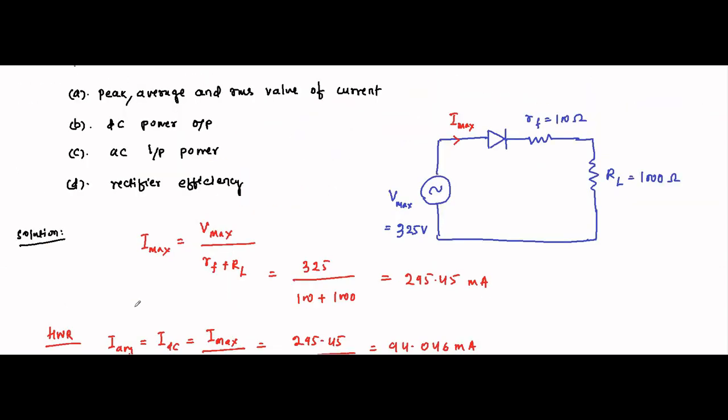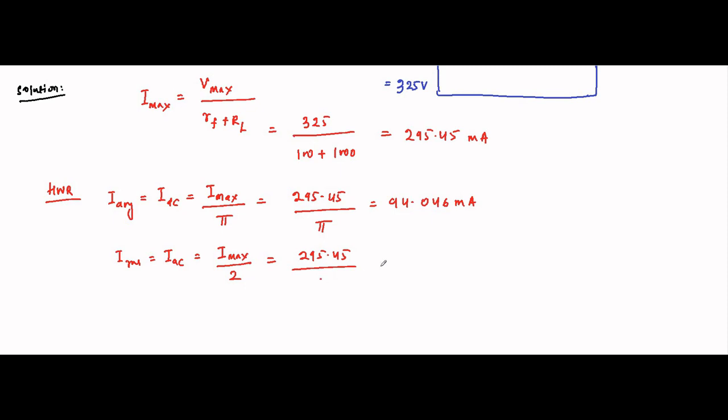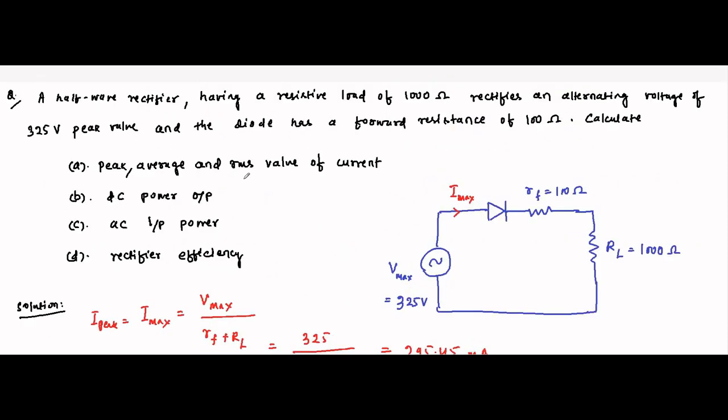Then we have the AC or RMS value. The AC value or RMS value for half-wave rectifiers is given by Imax by 2. So it is 295.45 milliampere, which is the maximum value or peak value, divided by 2, which is coming around 147.725 milliamperes. Okay, so this is the peak, this is the average DC, this is the RMS, the AC. The first bit is complete.